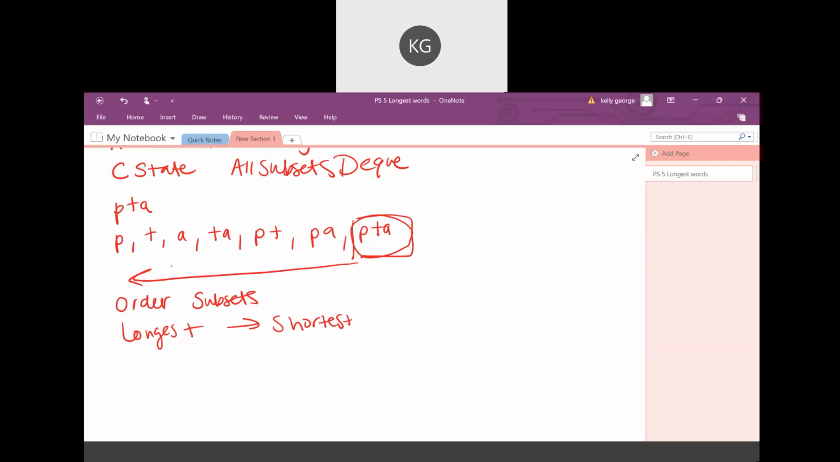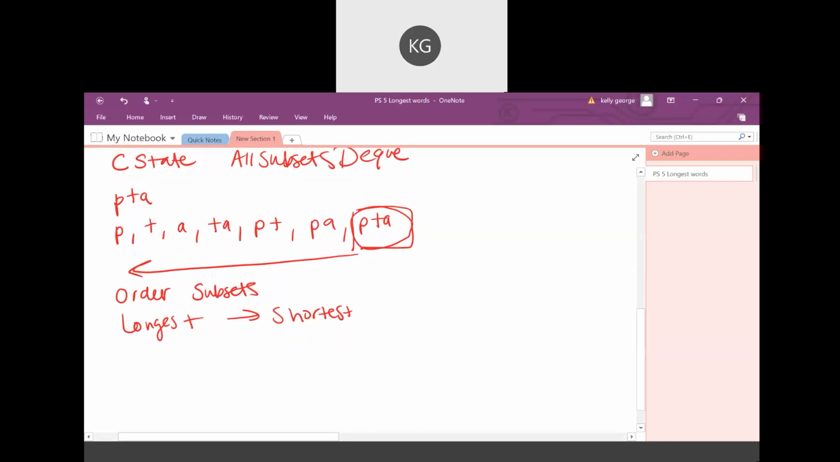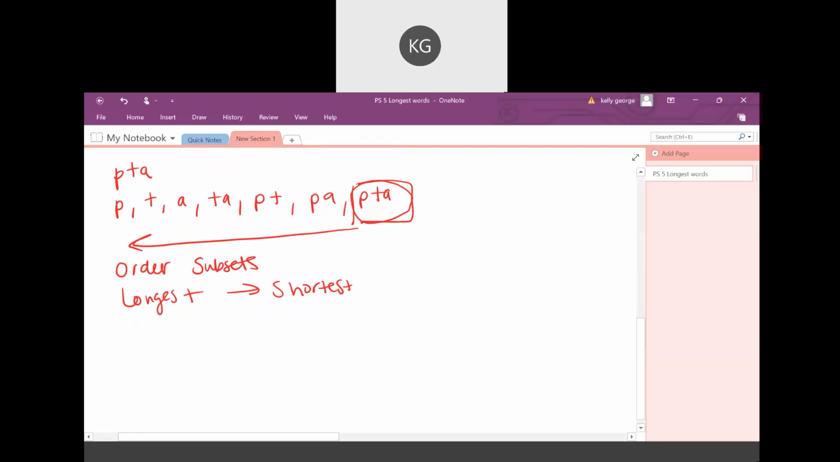Okay. So we're going to start with the PTA, right? How can we go through words.txt and see if PTA is equal to one of the words? Does anyone have any ideas? To get the longest word, we can use string dot length.